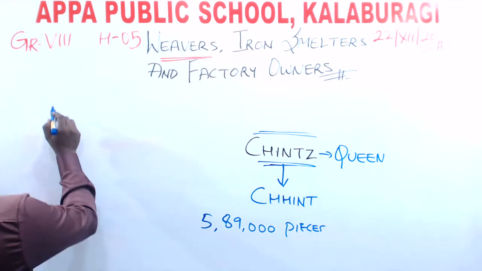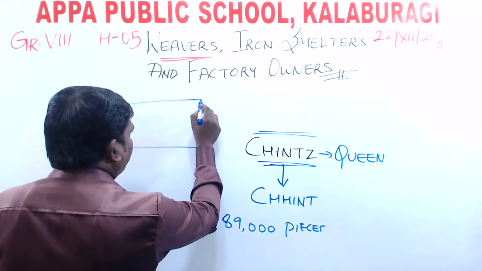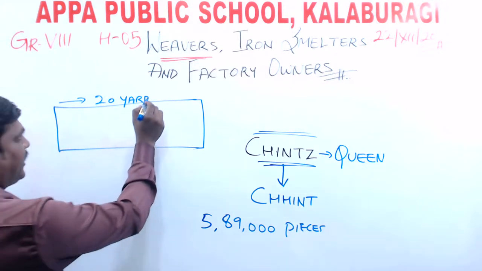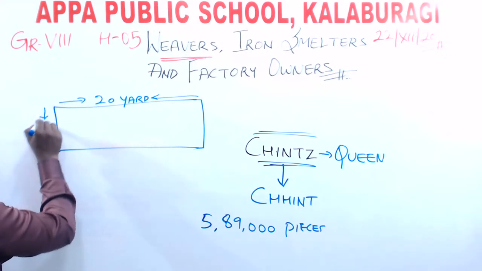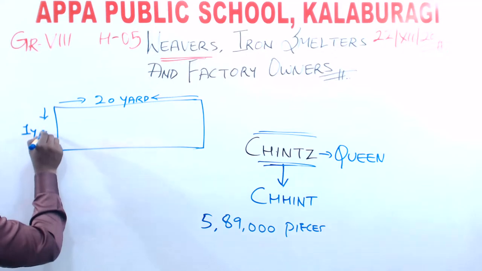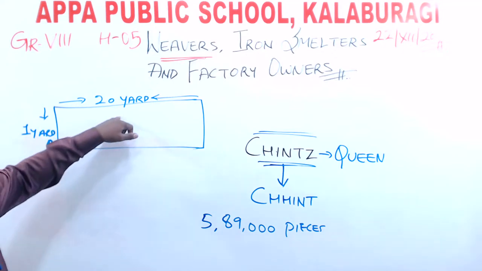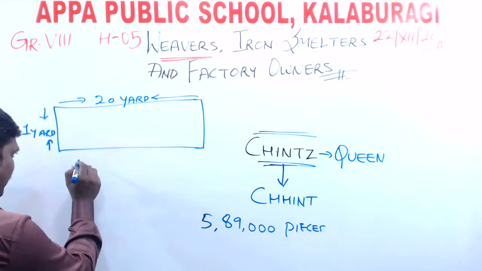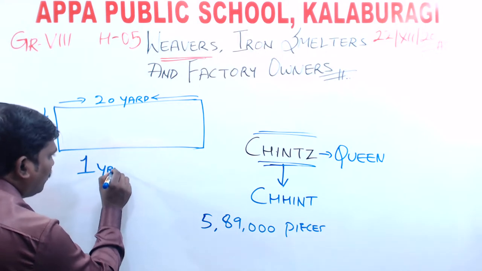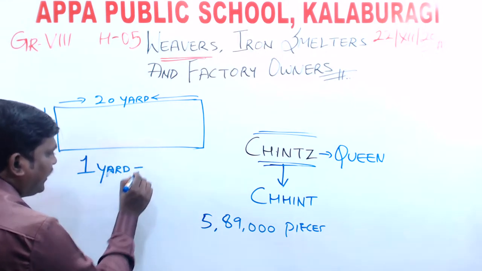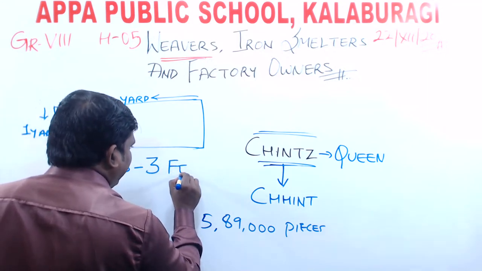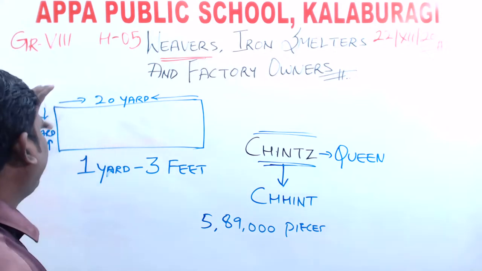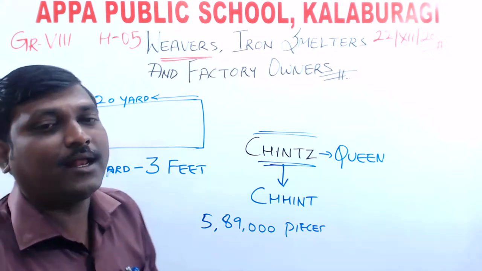So now the cloth, I'm just giving, the length was 20 yard and the width was 1 yard. Hope you have come across this particular term, yard, Y-A-R-D, a unit of measurement of length. So 1 yard is equal to 3 feet. So now we can see 60 feet and here it is 3 feet. That was the standard length of each cloth.